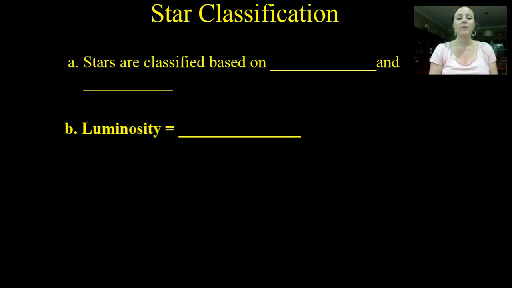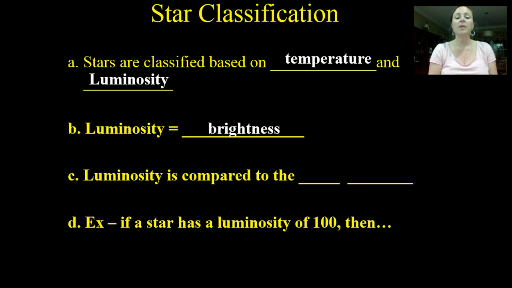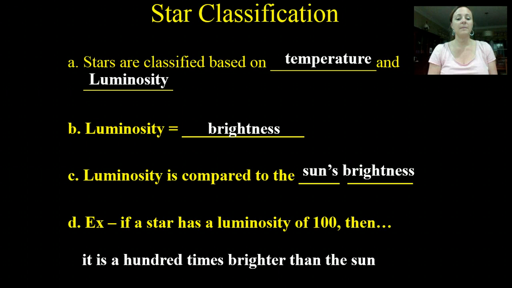So let's look at how stars are classified. Well, we have a chart in our reference table. It's on page 15. And if you look at it, it goes based on the temperature and the luminosity of stars. Now, when we talk about luminosity, we're talking about the star's brightness. Luminosity is compared to the sun's brightness. So if a star has a luminosity of 100, then that means it's 100 times brighter than our sun. We label our sun with a brightness of 1.